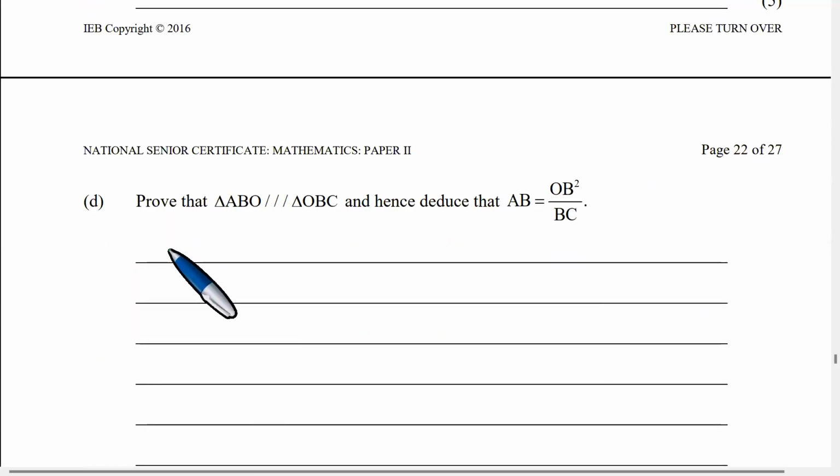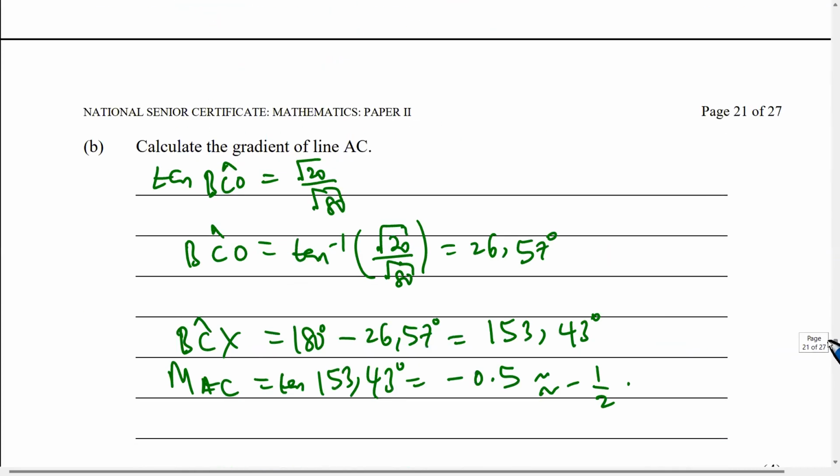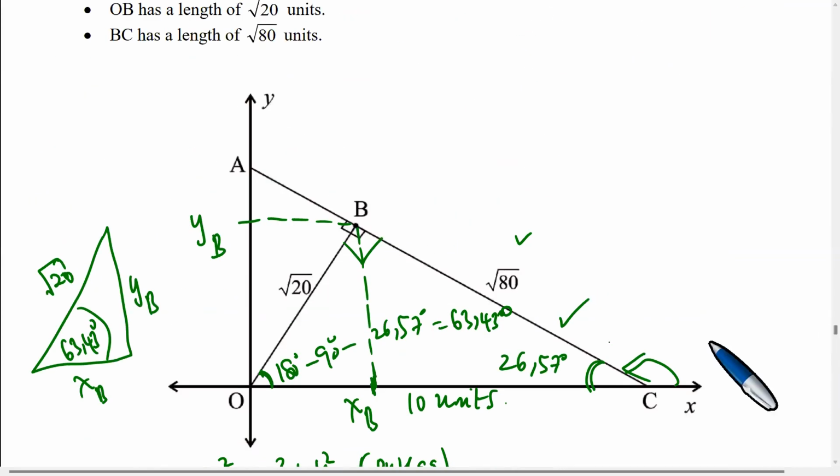Right, prove that triangle ABO is actually similar to triangle OBC and hence deduce this. Let's deduce that. Prove that triangle ABO is similar to OBC. Let's check this. ABO, OBC.